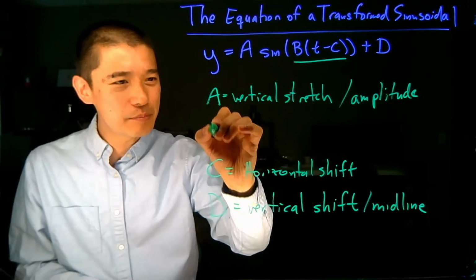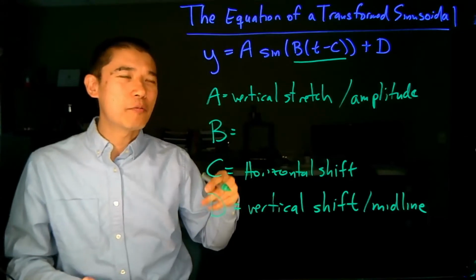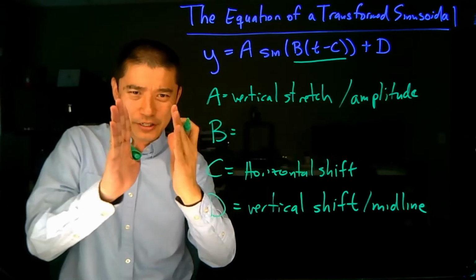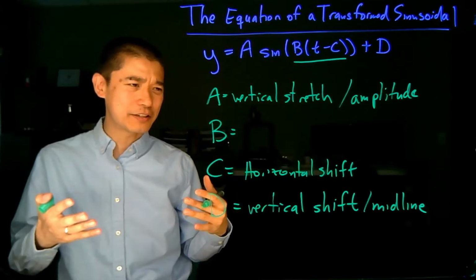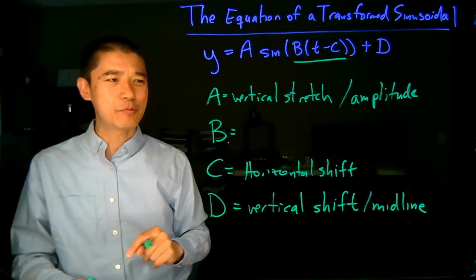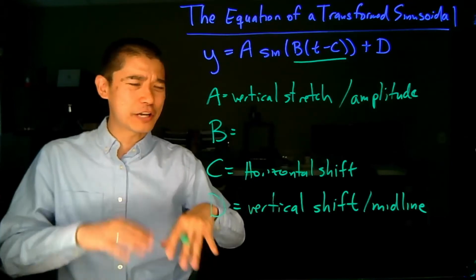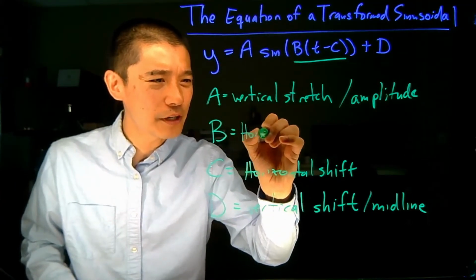Which leaves us with b. B corresponds to horizontal compression. One of the things about this is that when b is a number bigger than 1, it's compression, and when b is less than 1, it's stretched out. And so this actually fits for both the minus sign here as well for the horizontal, is that the horizontal is just backwards. And there's a reason why it's backwards. I don't want to get into that right now. But b corresponds to the horizontal compression.